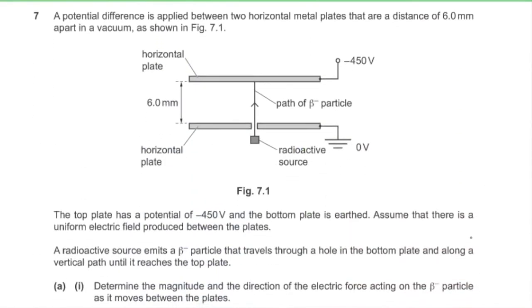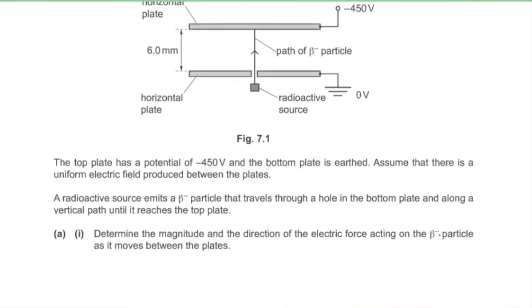Question number 7. A potential difference is applied between two horizontal metal plates that are a distance of 6 millimeters apart in a vacuum as shown in figure 7.1. The top plate has a potential of negative 450 volts and the bottom plate is earthed. Assume that there is a uniform electric field produced between the plates. A radioactive source emits a beta negative particle that travels through a hole in the bottom plate and along a vertical path until it reaches the top plate.